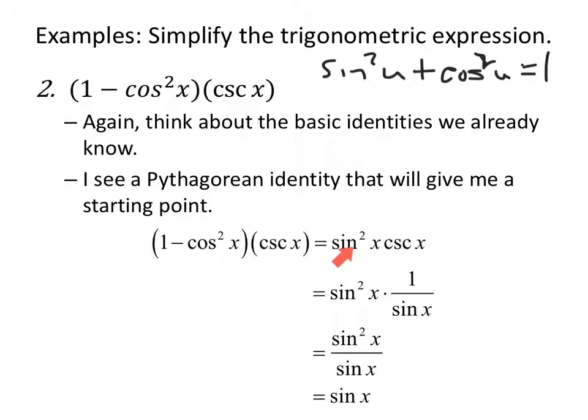Here I have a couple of sines, so let's rewrite cosecant of x in its reciprocal identity. Sine squared of x times 1 over sine of x, I am going to write down here as sine squared of x over sine of x. And sine squared of x divided by sine of x is a single sine of x. Think about it like this. Would you rather work with this expression, 1 minus cosine squared of x all times cosecant of x, or would you rather just deal with sine of x? This is the value of being able to simplify trig expressions.